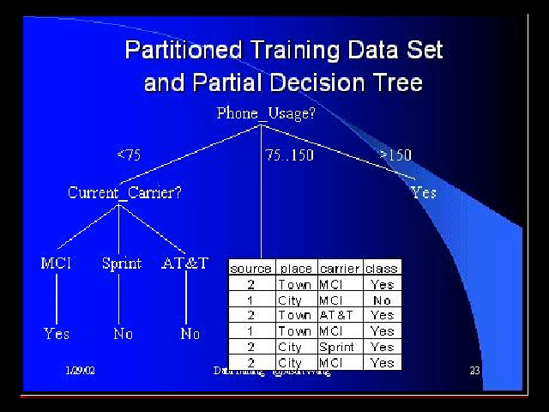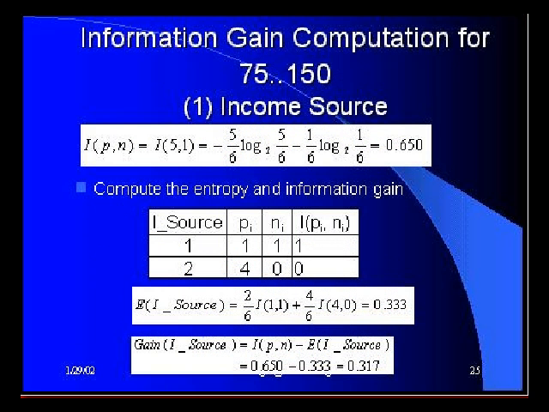Okay? So now, the only thing I should focus on is this middle branch. So this is the branch I'm going to focus on. Once again, I have to look at the 3 remaining attributes, namely income source, living place, and the current carrier, and see which attribute has the highest information gain. And I'm going to choose that attribute to branch on. All right? So I do similar calculations.